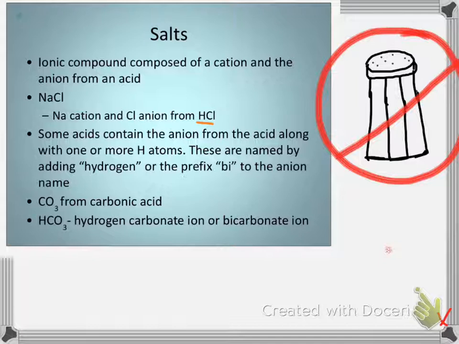Again, salts are just named as ionic compounds because that's what they are. There are salts that have the anion from the acid along with one or more of the hydrogen atoms, and these typically get the prefix bi. Sometimes you'll see hydrogen added to it. So CO3 is the anion from carbonic acid. It's the carbonate ion. When we leave one of those hydrogens attached, we call it the bicarbonate ion.